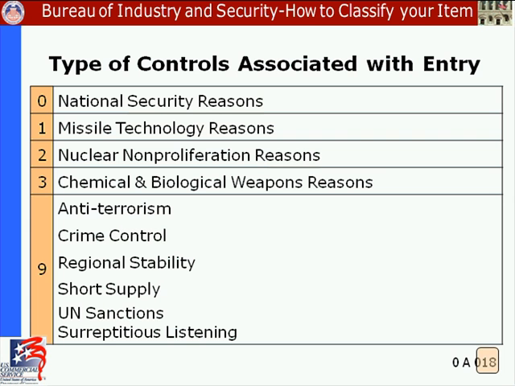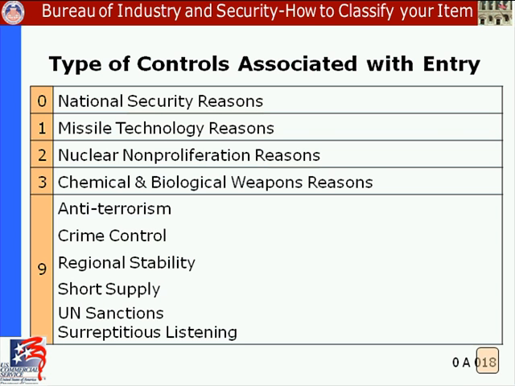And also we have regional stability reasons for control under the 900 series, such as 2A983. That's controlled for regional stability. Those are the explosive detection equipment. We believe we control that to stabilize some regions, such as India and Pakistan or the Middle East.